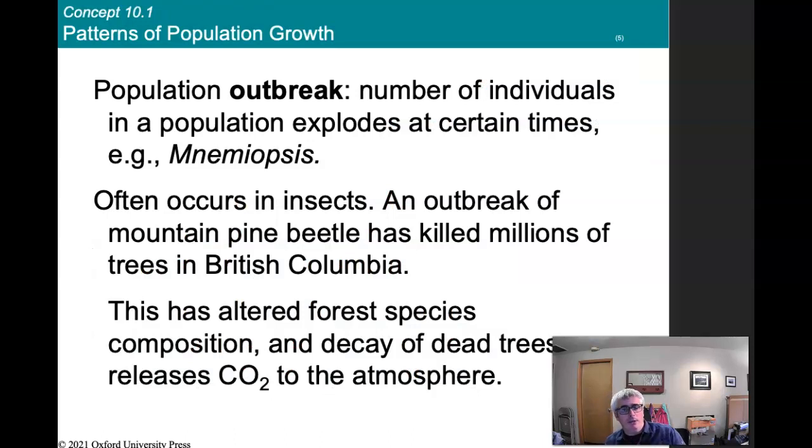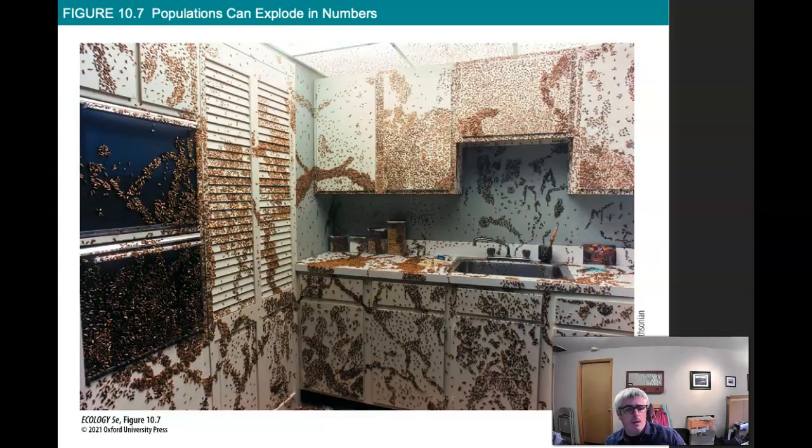We can have a population outbreak, and that's when a novel organism is introduced to an area. Comb jelly is one. The other is the mountain pine beetle, which has killed millions of trees in British Columbia. It's altered the forest species composition. The death and decay of these trees is releasing carbon dioxide to the atmosphere.